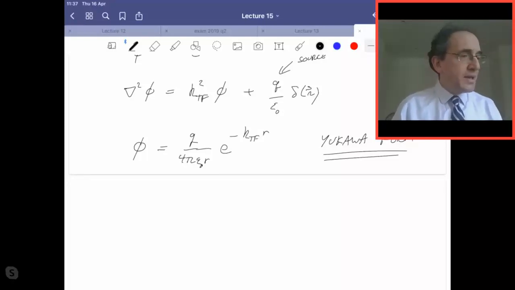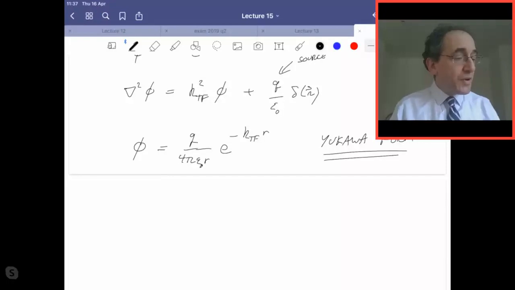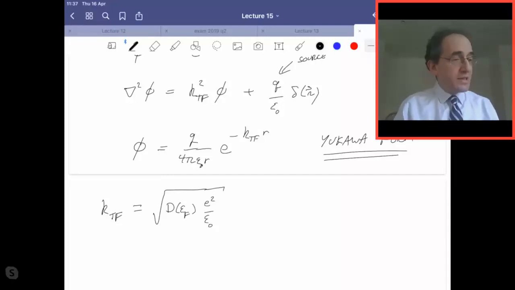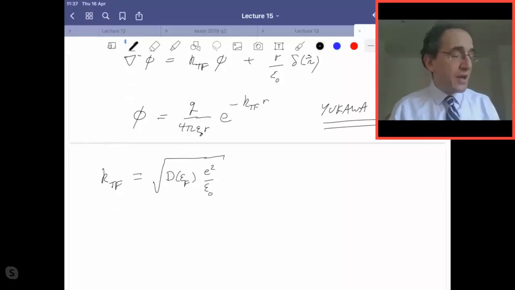before that. Okay, so how big is this Thomas-Fermi wave vector? What is the length scale, the inverse wave vector, associated with this screening? Well, okay, the Thomas-Fermi wave vector is density of states at the Fermi surface and e squared over epsilon naught. And okay, so we need to do a little bit of calculation to figure out how big is the density of states at the Fermi surface. Well, okay, let's work out some details over here.